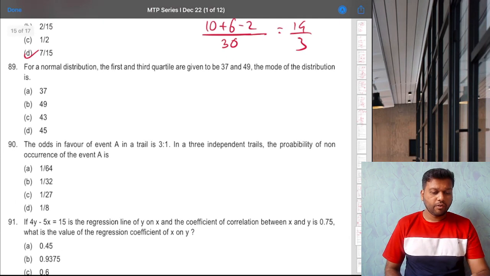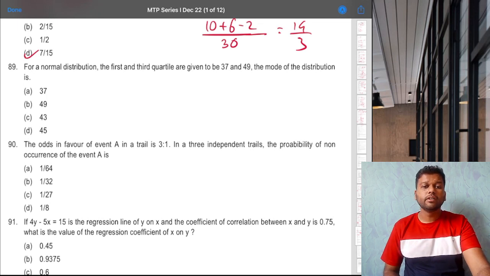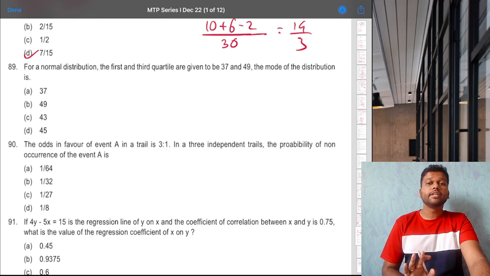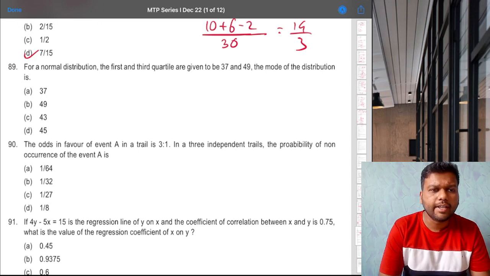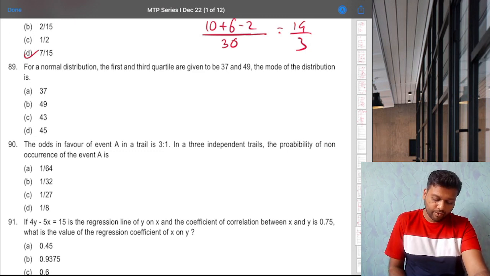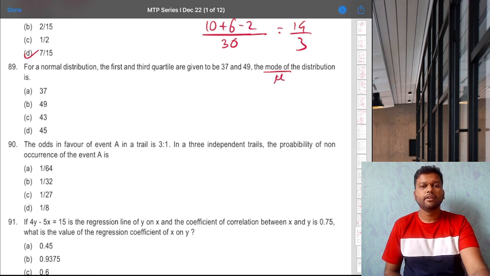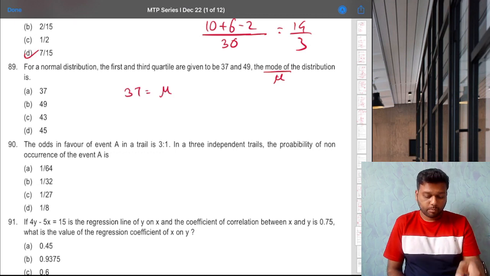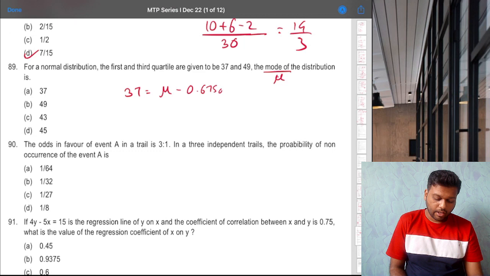Next, for a normal distribution, the first and third quartile. They have given first and third quartile as 37 and 49. They are asking what is the mode of the distribution. Now mean, mode, median, anything is same for normal distribution, which is mu, right? And we know what is formula of first and third quartile. First quartile, that is 37, is mu minus 0.675 sigma. And third quartile, which is 49, is mu plus 0.675 sigma, right?